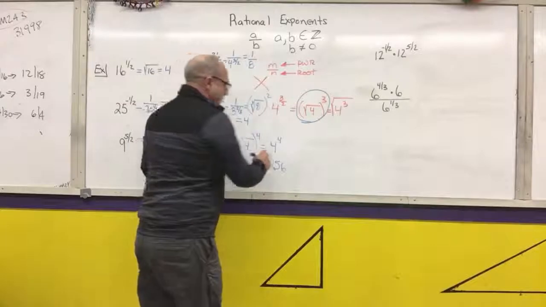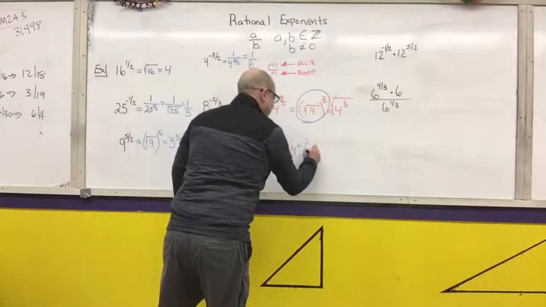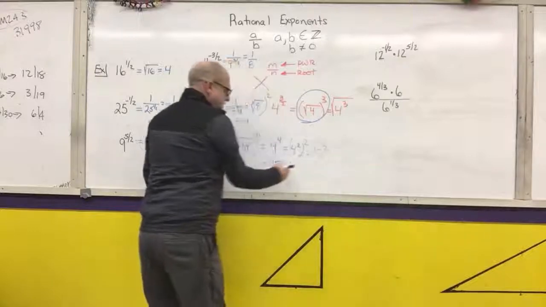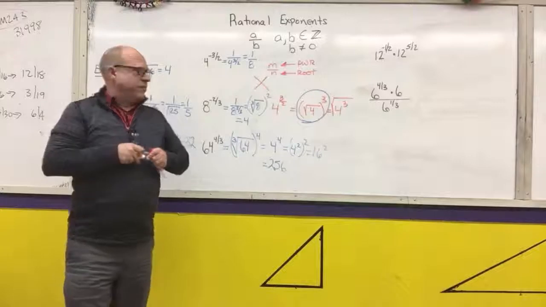Another way you could think about 4 to the 4th is this is 4 squared squared, which is 16 squared. And again, it shows you it's one of our memorized perfect squares.